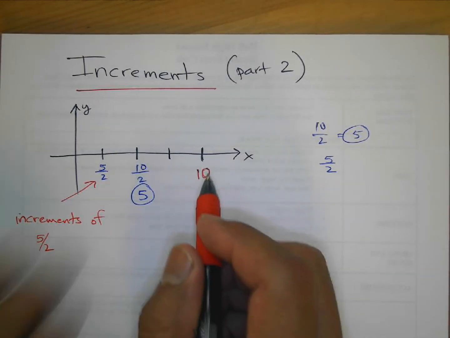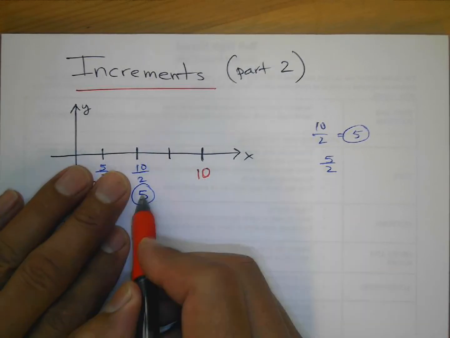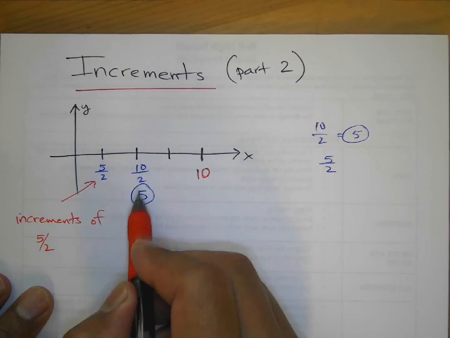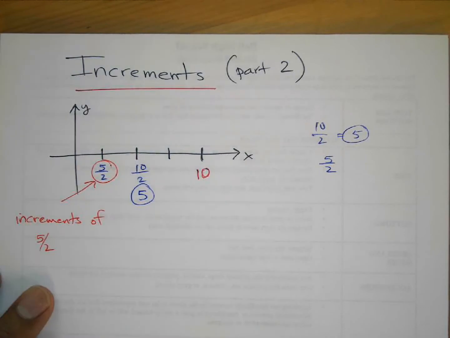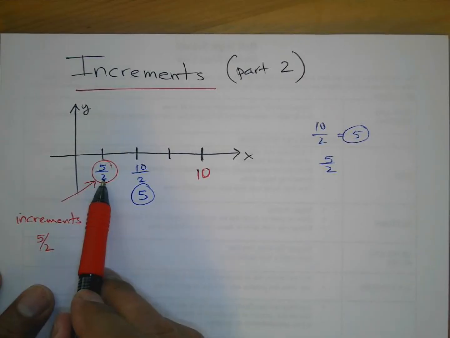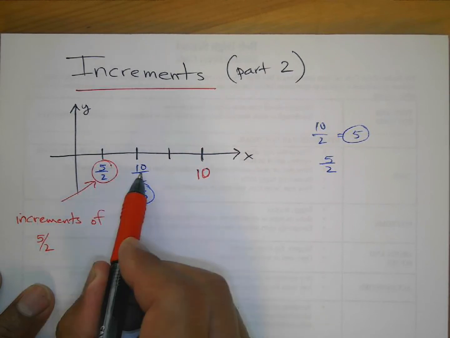So again, we started with 10. We didn't know these. We started with 10. You came here to half of 10. Half of 10 is 5. And then you went another half and you got half of 5, and that's 5 over 2. This is the one you want. This is the one you need. Because now I'm going to count by 5 over 2. 5 over 2 plus another 5 over 2.